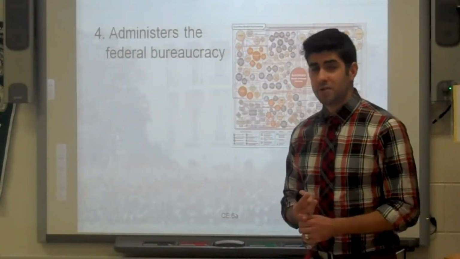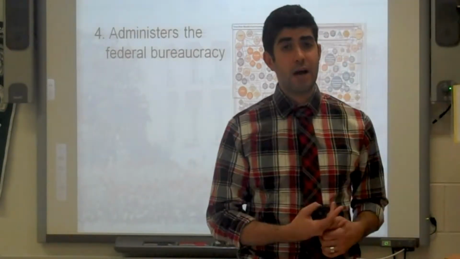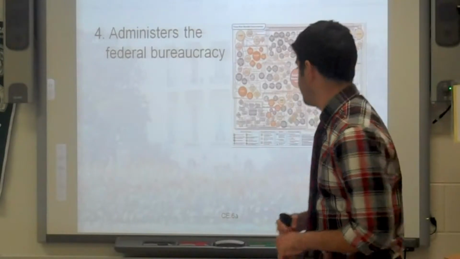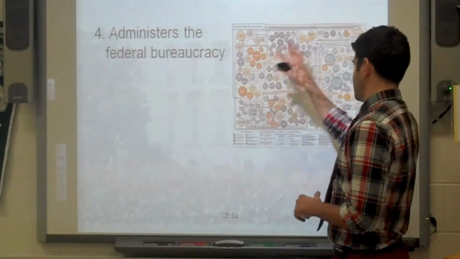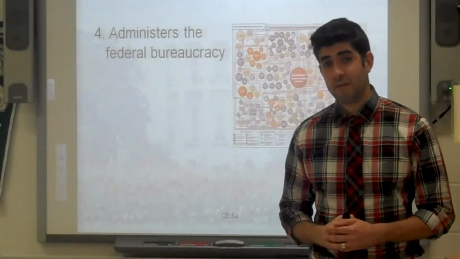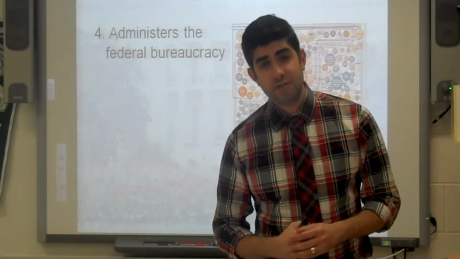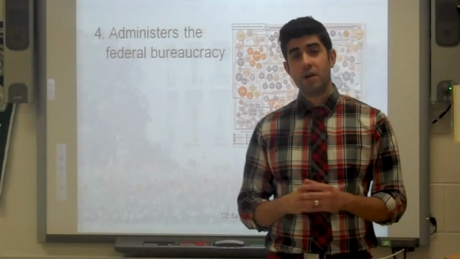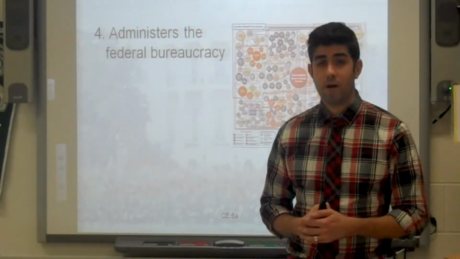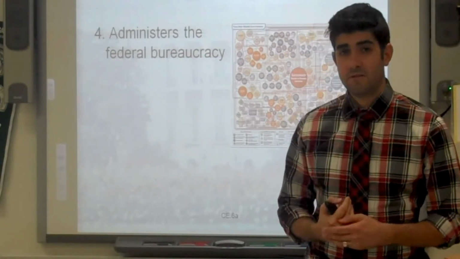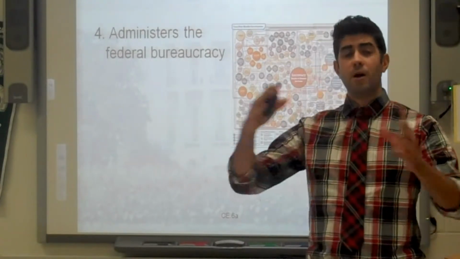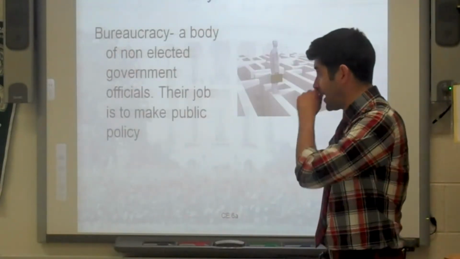The president also is in charge of administering the federal bureaucracy, and this includes all the various departments in our federal government. Bureaucracy is basically our entire system of federal government. If your parents have jobs with our federal government, they are somewhere in part of the bureaucracy. Whether it's the Department of Agriculture, the Department of Defense, or the Federal Bureau of Investigation, those are all part of this giant web we call the federal bureaucracy.